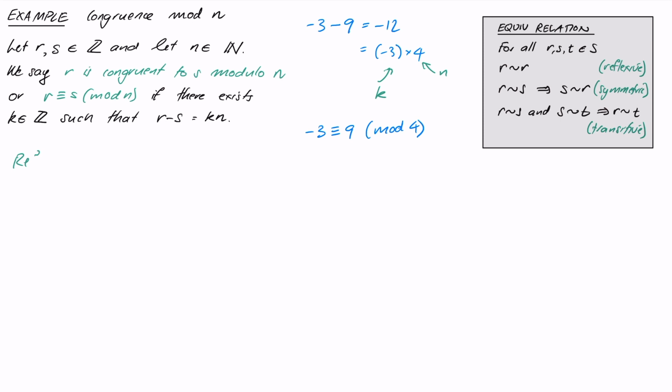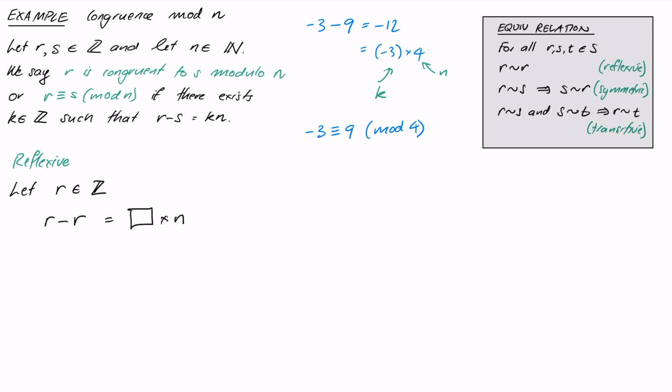What we need to show is that if we pick a single r from, in this case, the integers, then it has to be equivalent to itself. So we'd start off by saying something like, let r be an integer, because it has to work no matter which integer we choose, so it's coming from our base set. Then we need to show that it's equivalent to itself, so that means for the case of congruence mod n, we need to show that r minus r is equal to something times n.